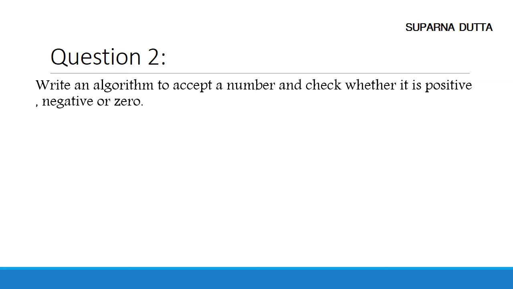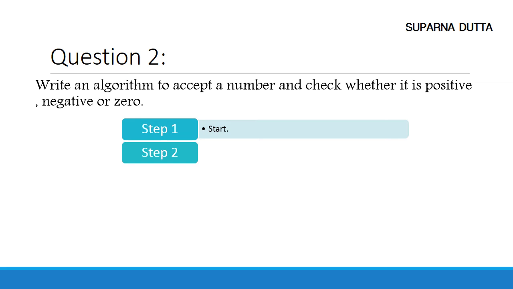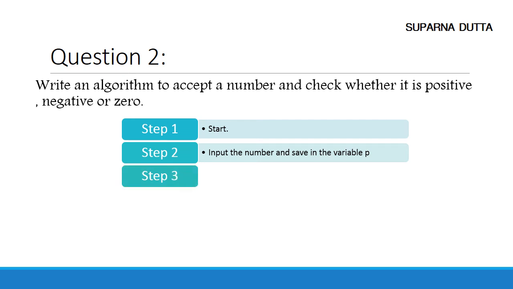So let's start. Let's begin with start. Step 2 will be accepting the number. So input the number and save it in the variable p. You can take any variable name. I have taken p. You can take any alphabet of your choice from A to Z. Step 3 will be to check the range of the number.